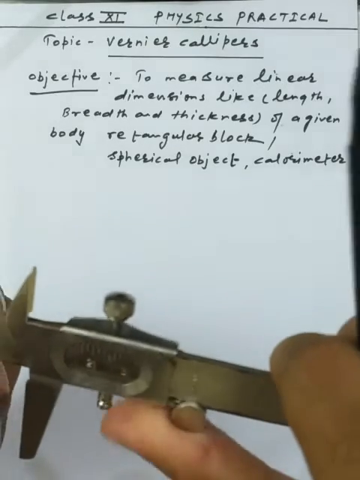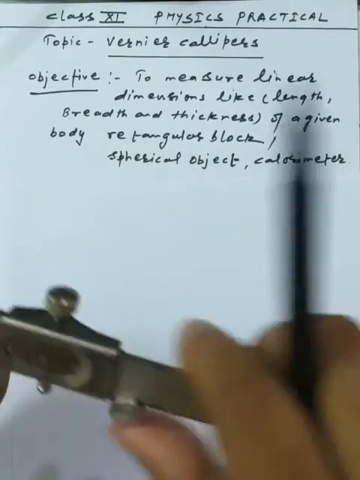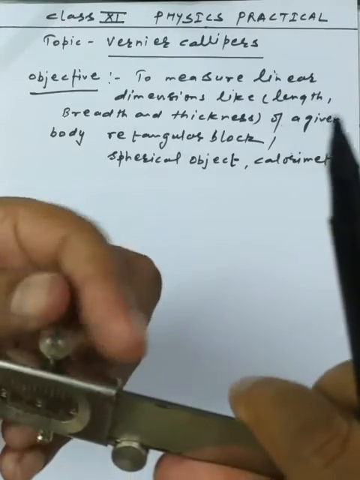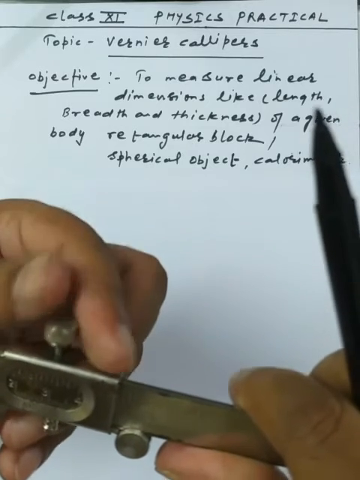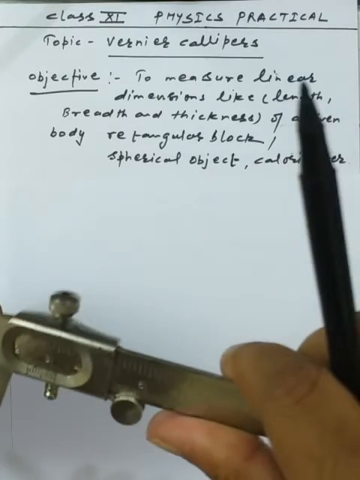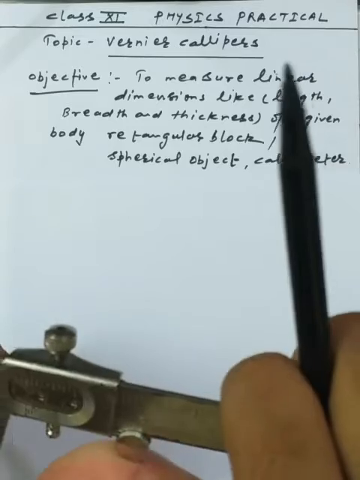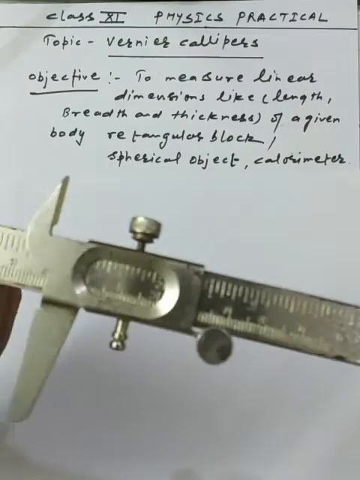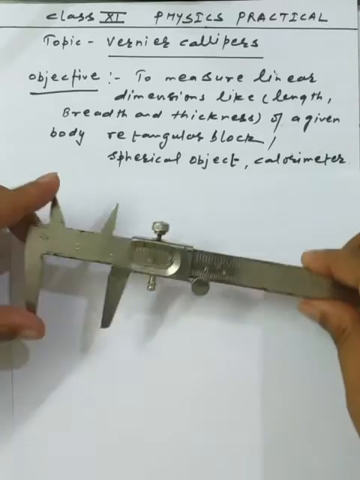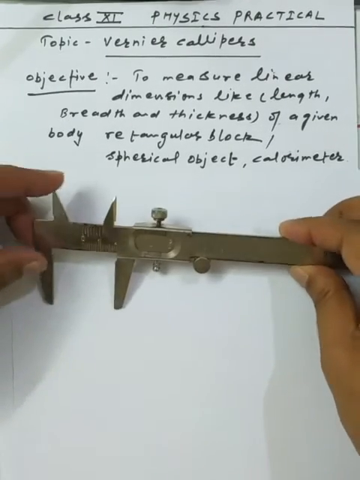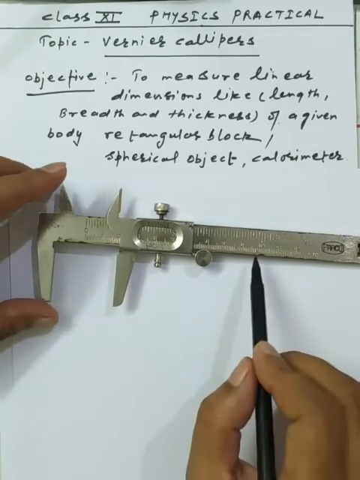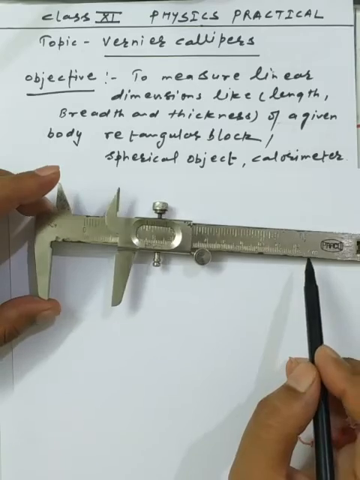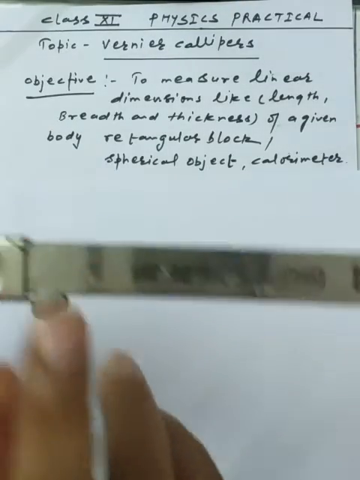Now this is the controlling screw, so the platform of the jaws can easily move on the main scale. To make a measurement, we have two basic scales in it. First is the main scale, which is marked in centimeters. This is the part available in centimeters.